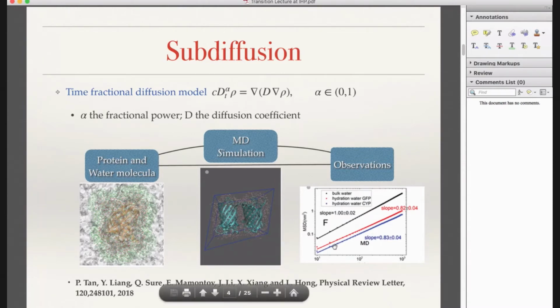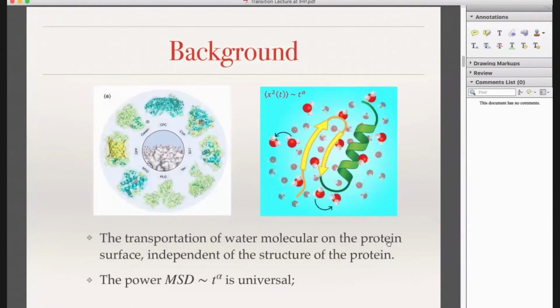Well, near the protein surface, they tested in this 2018 paper two different kinds of protein and found that for both proteins, when a water molecule diffuses near the protein surface, the fractional powers are quite close to each other. Then we tried to look at this problem together.